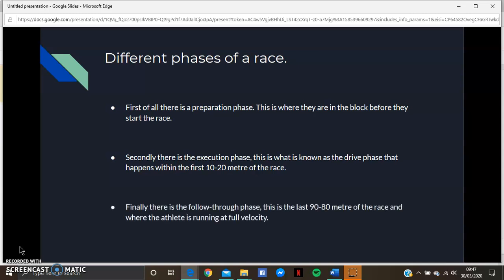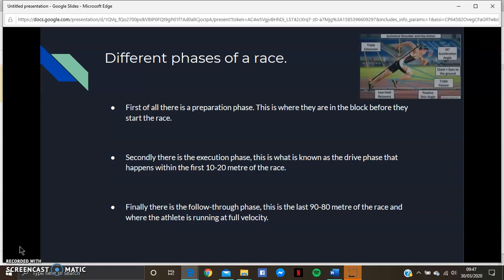Finally, there's a follow-through stage. This is a stage where the runner is at full velocity and lasts the final 80 to 90 meters of the race. And that's a look at what the drive phase is when they come out of the blocks.